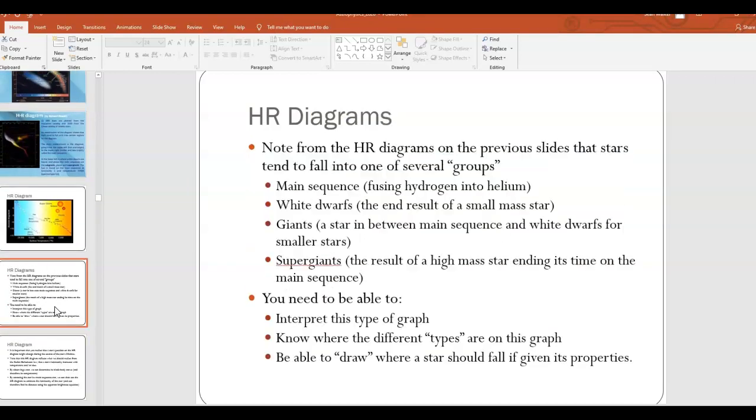Let's see, what else do you need to know? White dwarfs are the end result of a small mass star. Giants are a star in between main sequence and white dwarfs. For smaller stars like our sun, it is going to go off the main sequence, become a red giant at some point in a couple billion years, and then end up as a white dwarf. And then supergiants are the result of a high mass star ending its time on the main sequence. And again, we'll talk about stellar evolution at the end of D2.